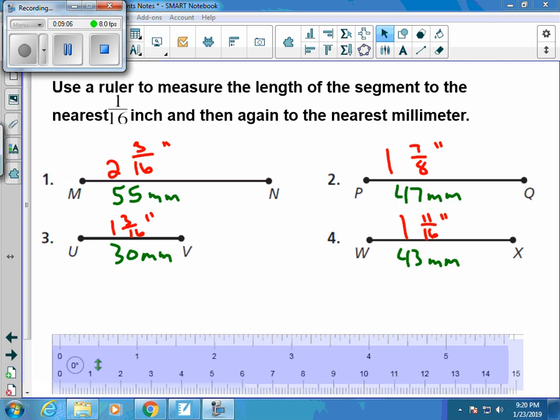All right, the actual measurements on the hard copy: I got that segment MN had a length of 2 3/16 of an inch. Segment PQ had the measurement of 1 7/8 inch. Segment UV had the measurement of 1 3/16 of an inch. And segment WX had a measurement of 1 11/16 of an inch. MN 55 millimeters, PQ 47 millimeters, UV 30 millimeters, and WX 43 millimeters. Okay, that's what I got. And there is our introduction into line segments, constructions, measurements, and a little bit of history on Euclid.